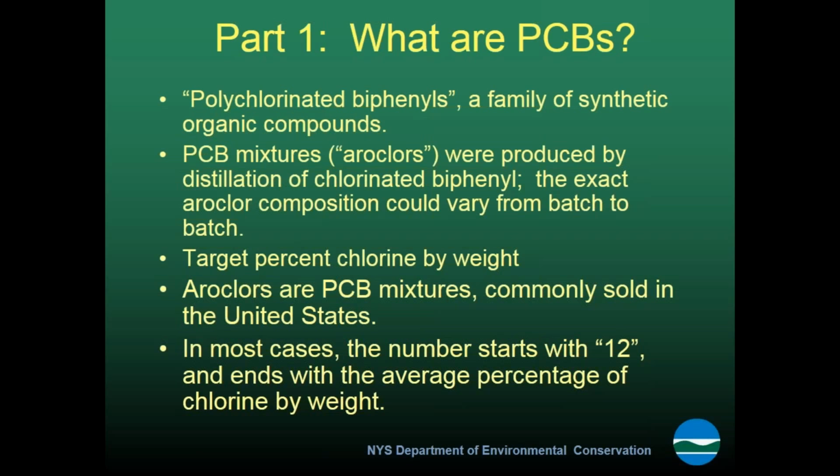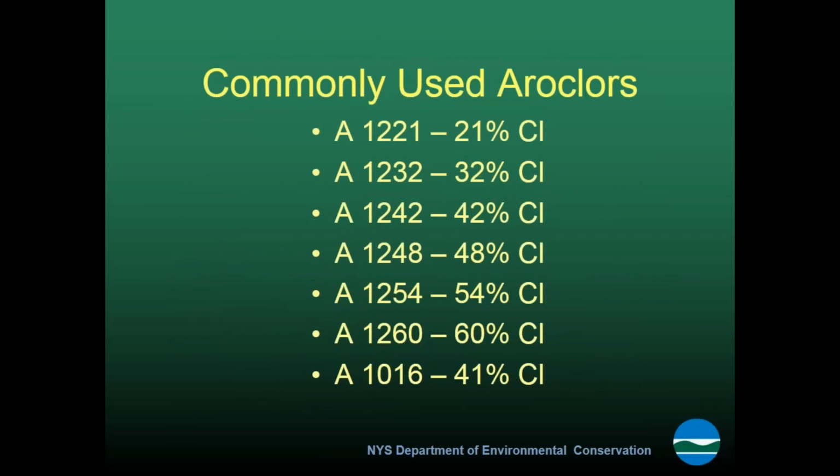So Aroclors typically had a number 12 to begin, and then the second two numbers gave the percentage of chlorine by weight. So Aroclor 1221 was 21% chlorine by weight. 1242 was 42% chlorine by weight. The higher the percentage chlorine, the more toxic it was. When you see the 1254 and the 1260 out in the environment, that's something to be aware of.